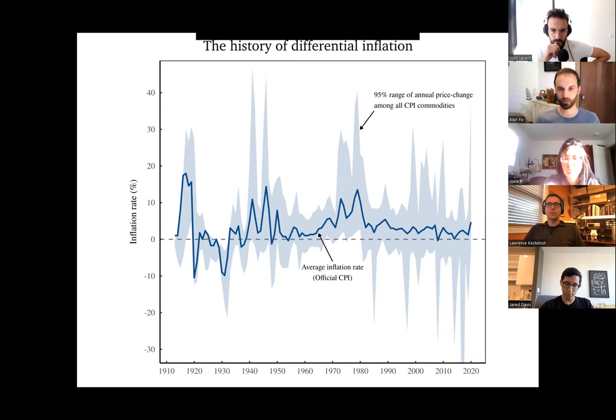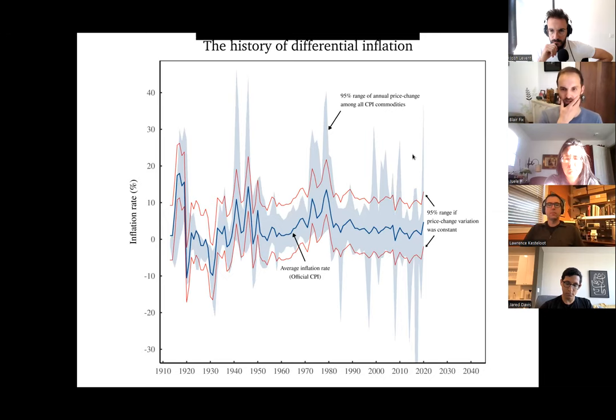And so this dispersion is not constant. These red lines would be what we expect if price change just varied at its historical average, if dispersion in commodity price change was just constant, but it's not, right? So there's this pattern where when inflation is low on average, the dispersion in price change is low. When inflation increases, dispersion increases.